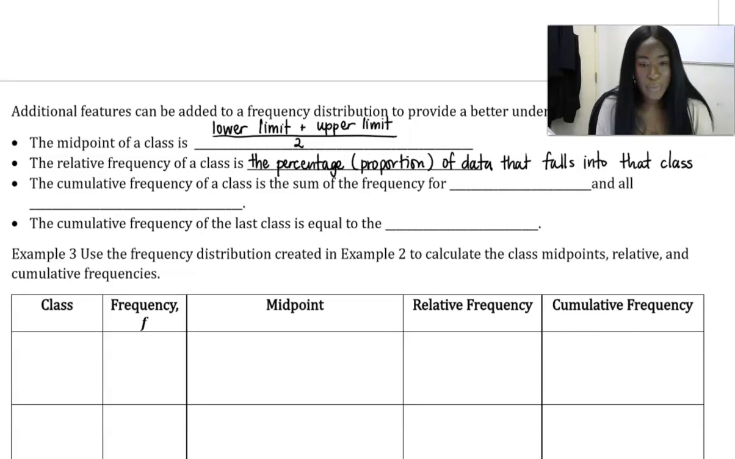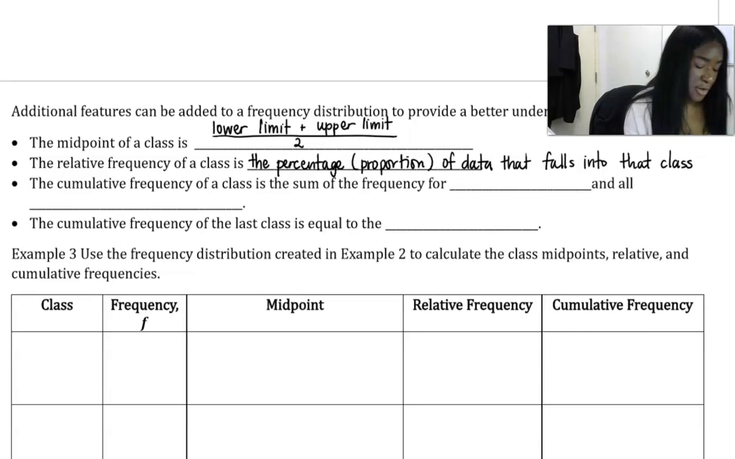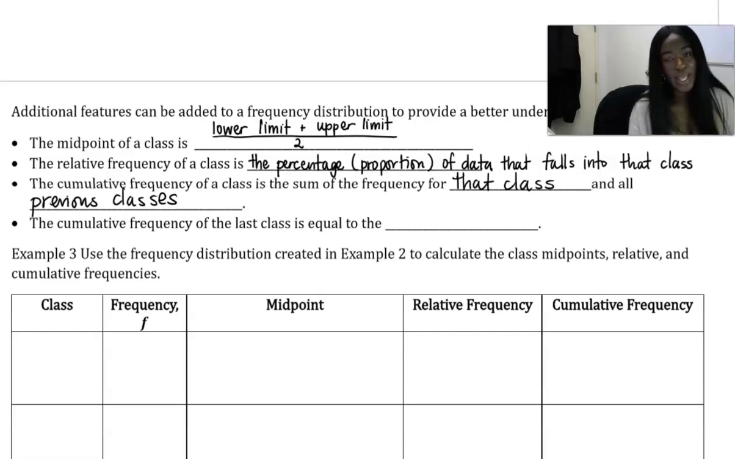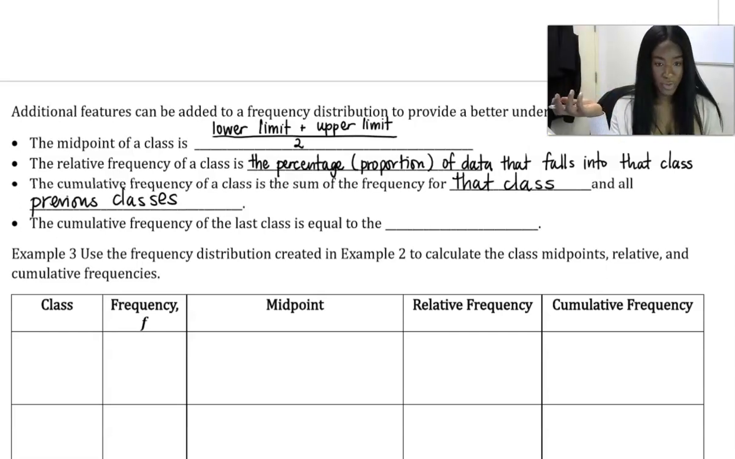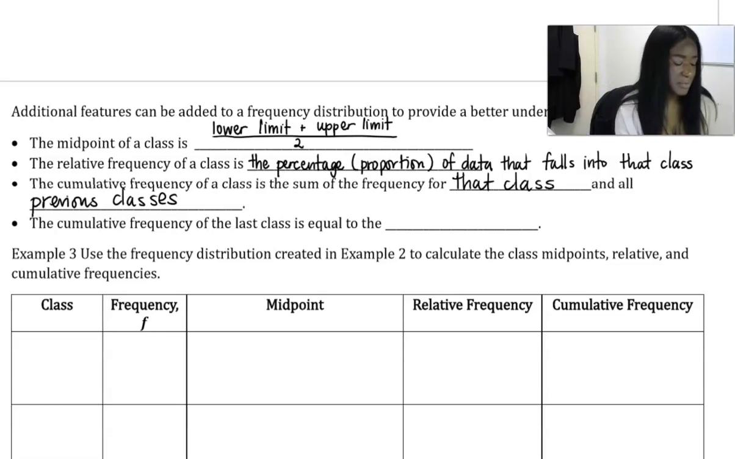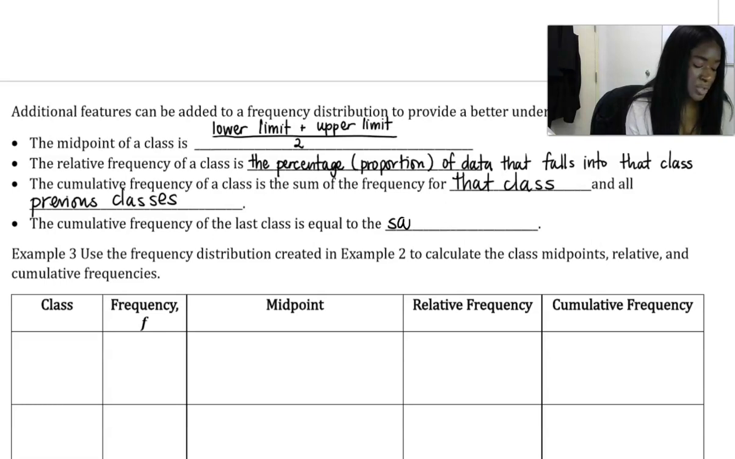The cumulative frequency for a class is the sum of the frequency for that class and all previous classes. So you add up how many are in that class, but you also include how many were in the classes before that. And then that means that the last cumulative frequency would be equal to the total sample size, just adding up all of the frequencies in total.